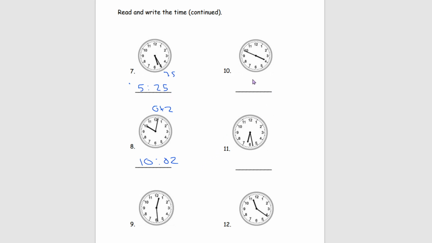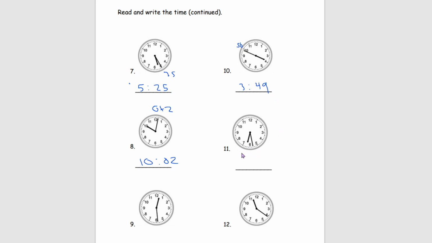For number 10, here we have our minutes hand, or hours hand, between 3 and 4. So now the hours is at 3. And then for our minutes hand, we see that it's 1 before 10. We know that 10 is 50, so 50 minus 1 is 49. So our answer for number 10 is 3:49.